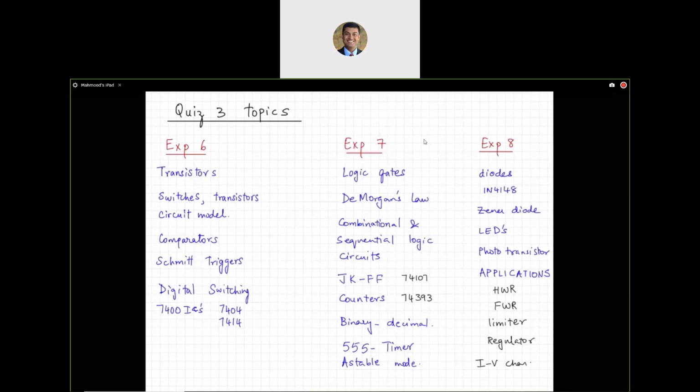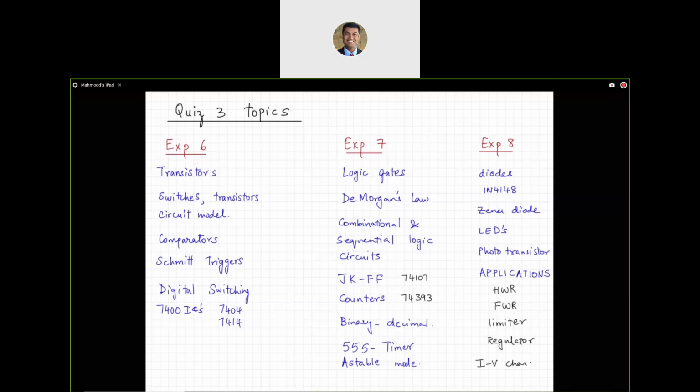Then in experiment 6, we also talked about digital switching. So how can we use those 7400 ICs? Specifically, we looked at the 7404 and 7414. These are both NOT gates. One of them does not have Schmidt trigger response, but the 7414 has a Schmidt trigger inverter operation. So those are the major topics in experiment 6.